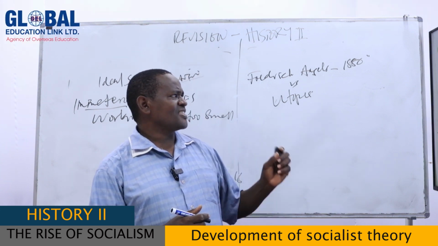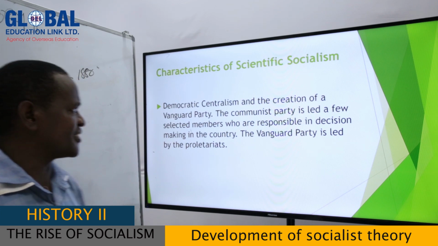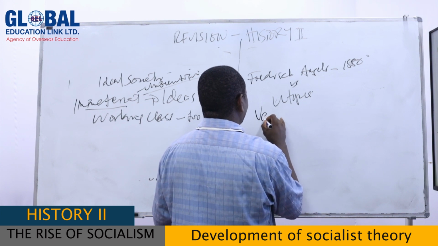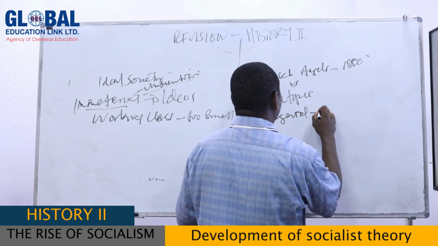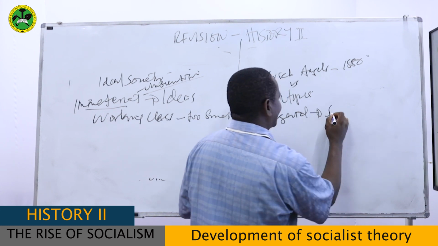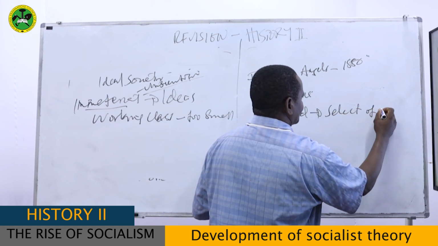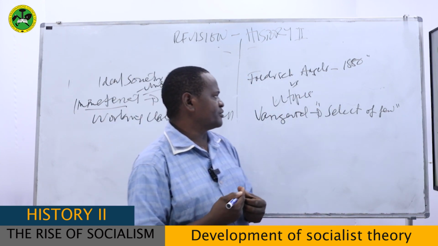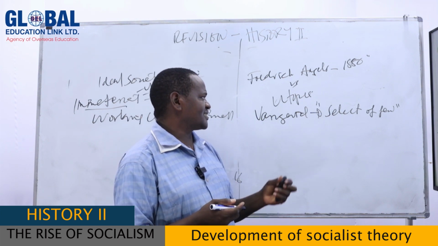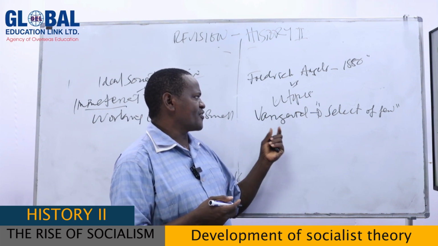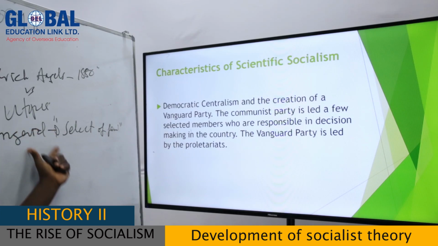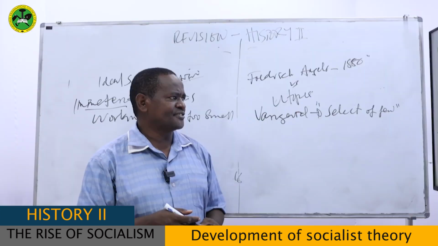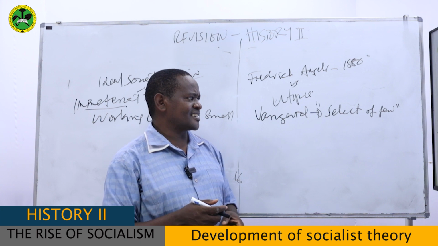My dear students, another characteristic is democratic centralism and the creation of a vanguard party. They believed in democratic centralism and the establishment of a vanguard party. A vanguard party means the party of a selected few. Only a few people were selected to become members of that political party, as we came to see in the Soviet Union, where the members of the Communist Party were very few. And those people were responsible for ruling the majority of the people in the USSR during those days. So there is what we call democratic centralism. And the vanguard party is led by the proletariat, as we have said.